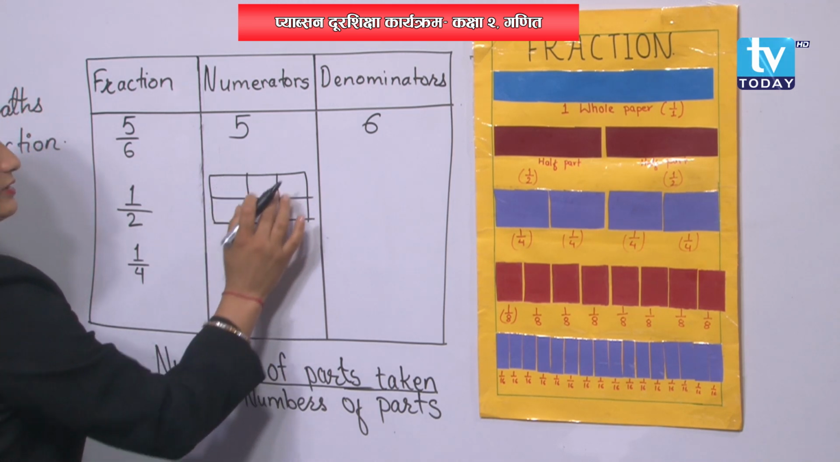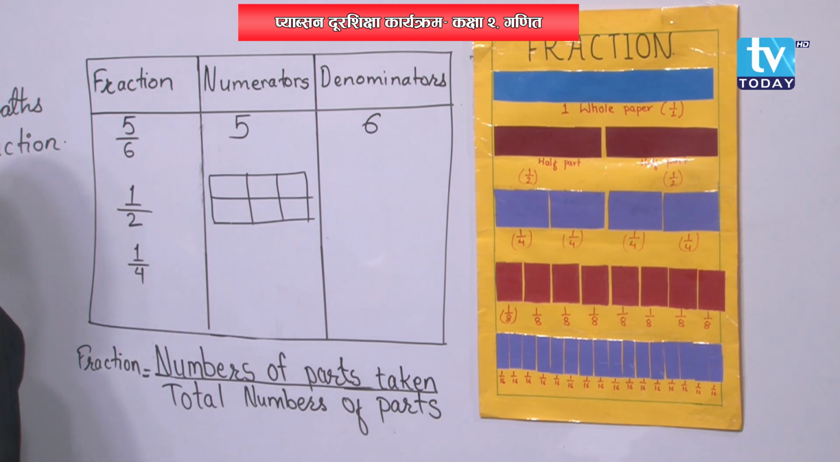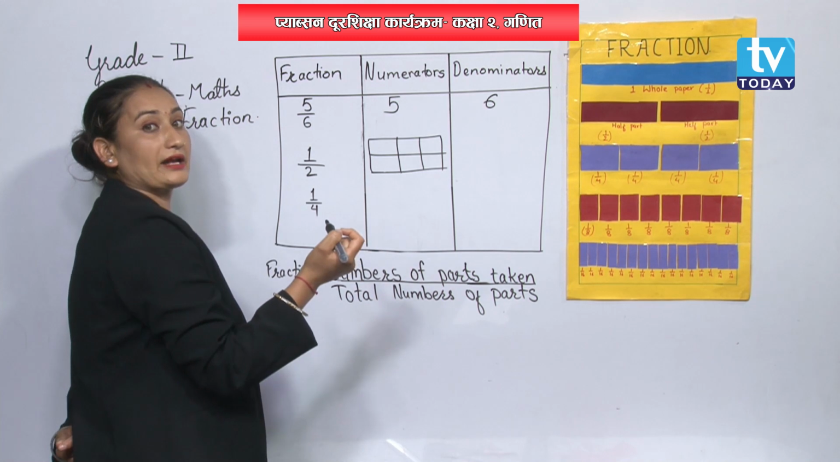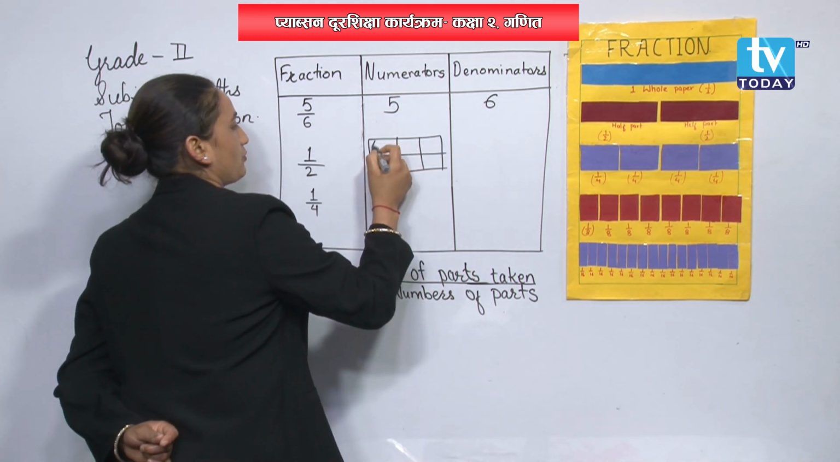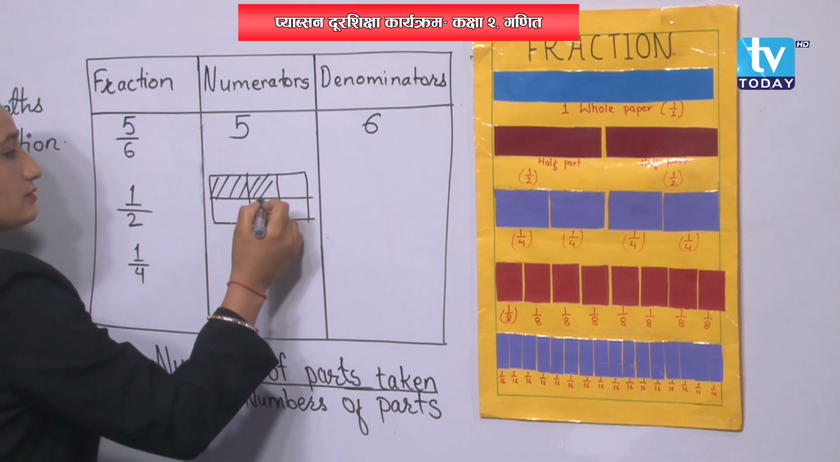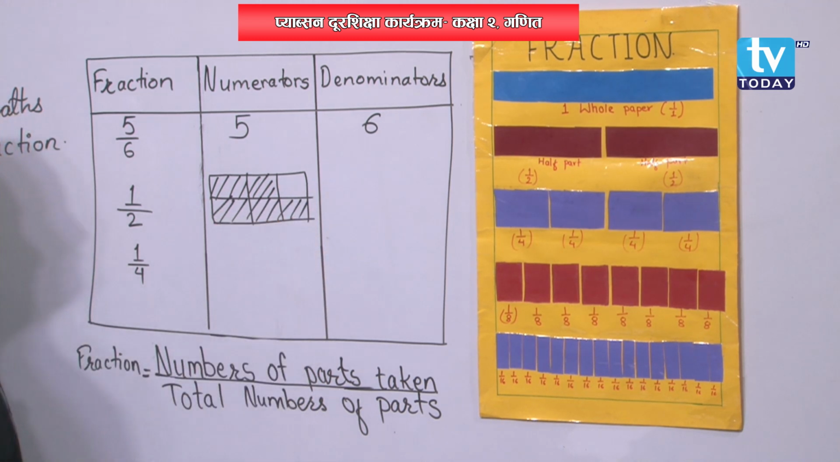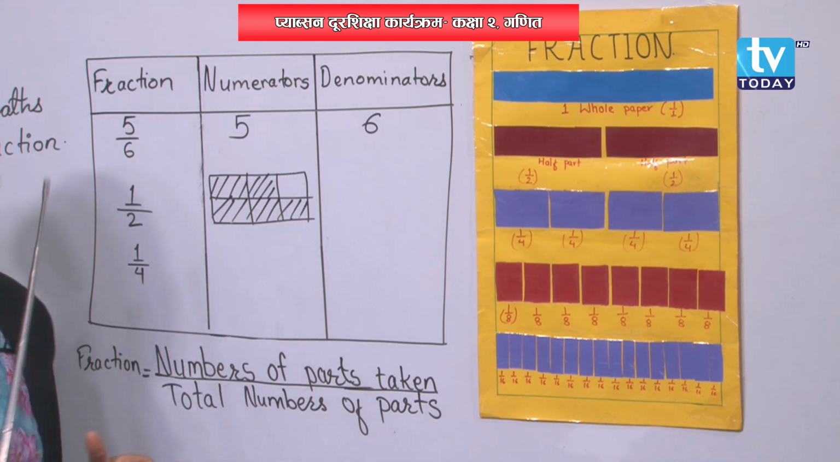Okay, altogether there are 6 boxes, right? Out of 6 boxes, you are going to shade 5 boxes. Can you shade the 5 boxes? Have you noticed? Can you count it or not? See here, 1, 2, 3, 4, 5. So that means out of 6 boxes, 5 boxes are shaded and 1 box is still left.